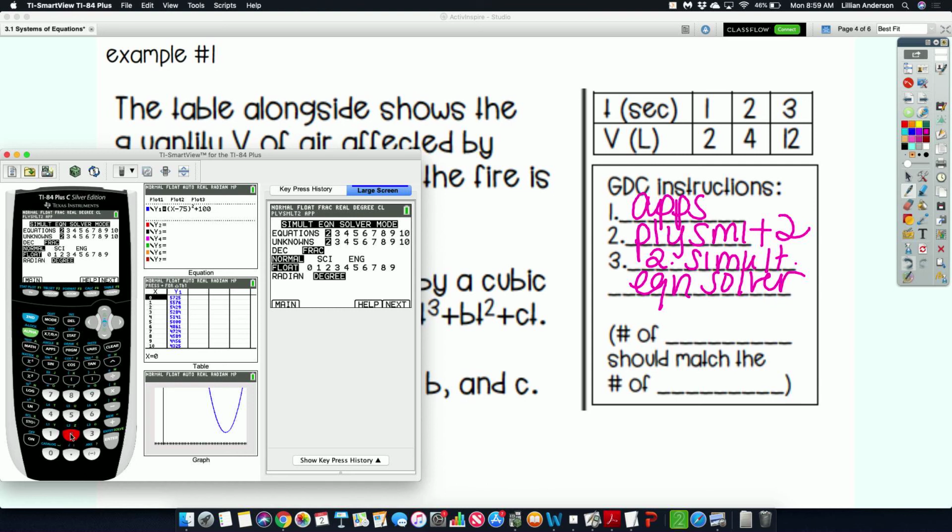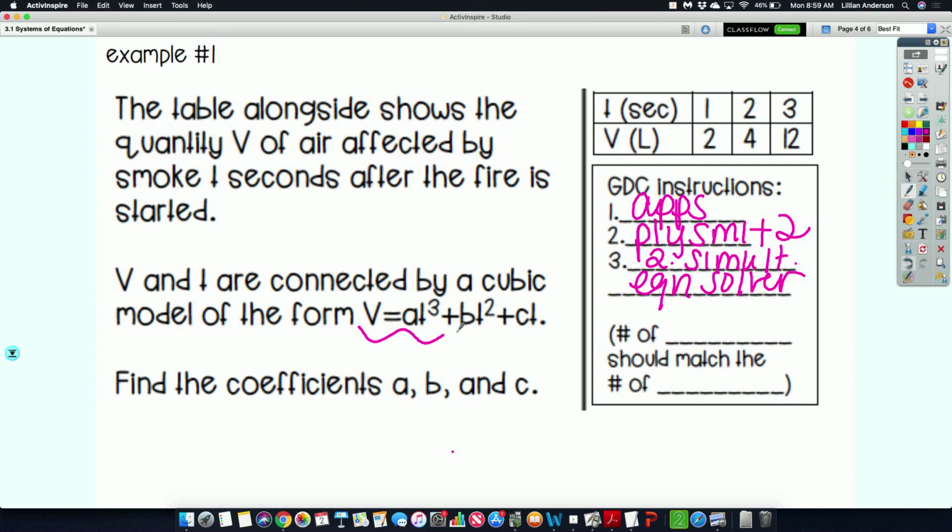So, let's figure out exactly how many equations we have and how many unknowns we have. This is the model that we are trying to create. Here we know that after 1 second, my volume is 2. After 2 seconds, my volume is 4. After 3 seconds, my volume is 12. I can create equations for each one of those data points by taking the value of V and the value of T for each set and plugging it in to the model that's given to me.